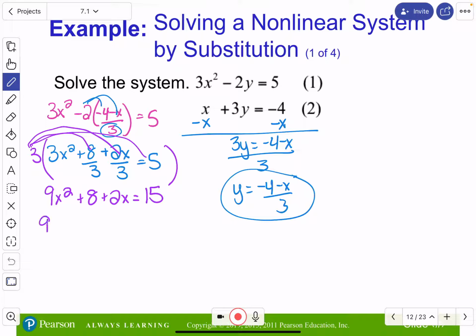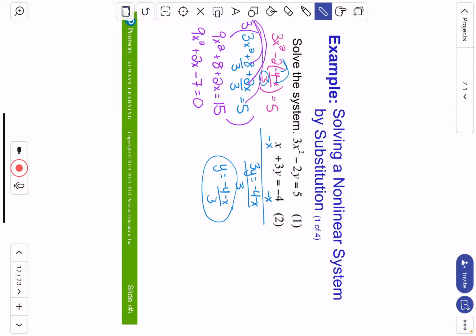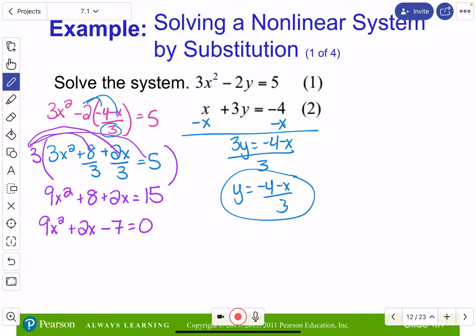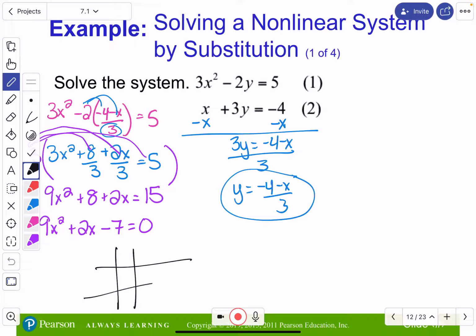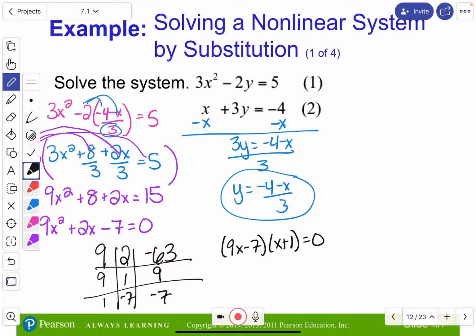Now I have a quadratic, so I want to subtract the 15 from both sides. So I get 9x squared plus 2x minus 7. We can tic-tac-toe this. So we have 9, 2, -63. 9, -7. 1, 9, 1, -7. So we have 9x minus 7, and we have x plus 1 equals 0. If I solve those, I have x equals 7/9 and x equals -1.